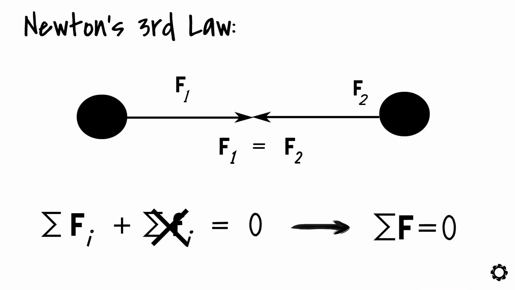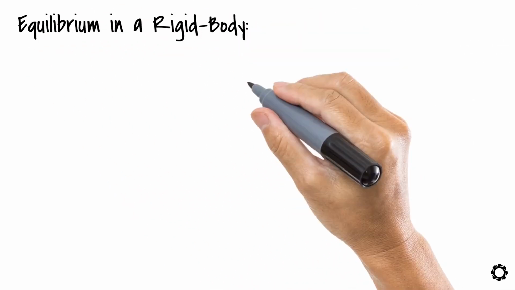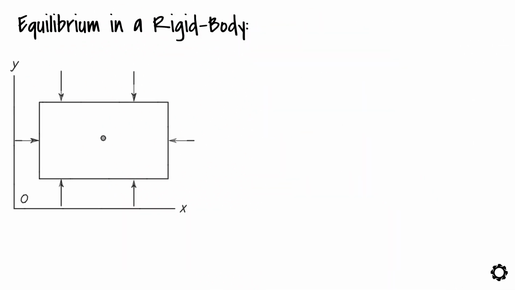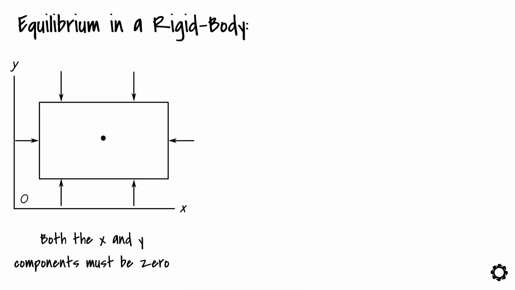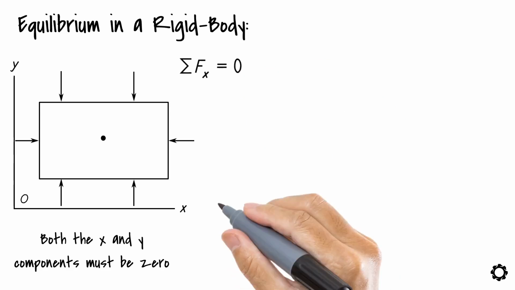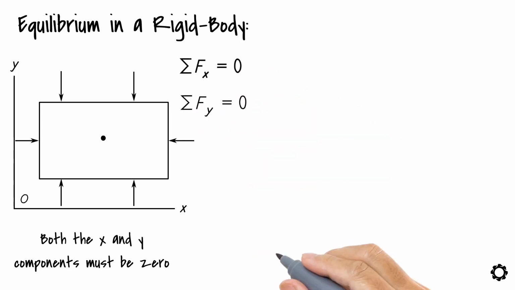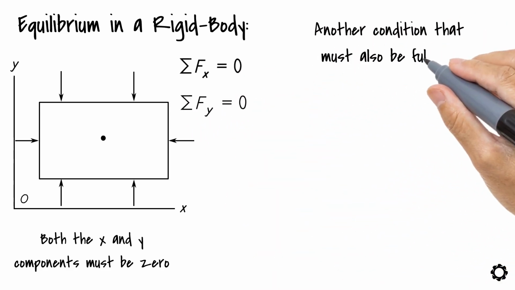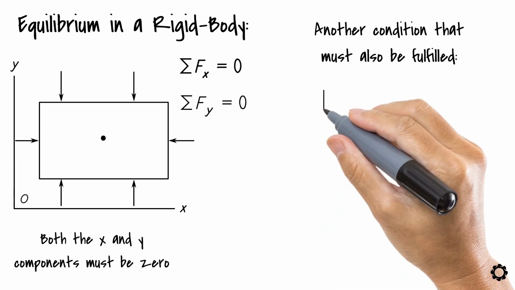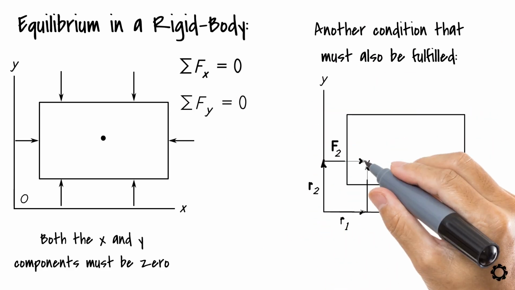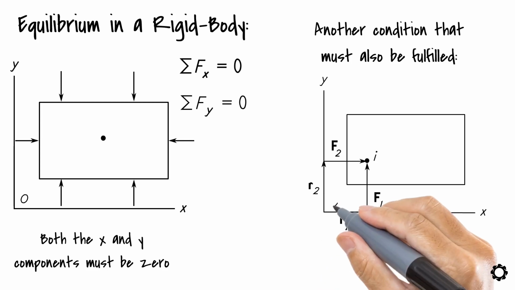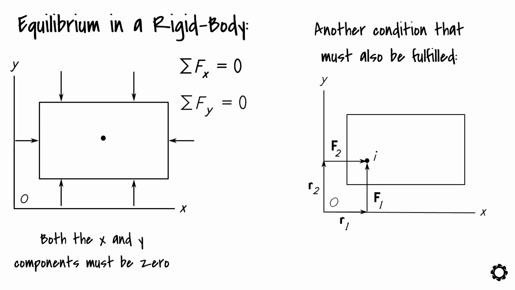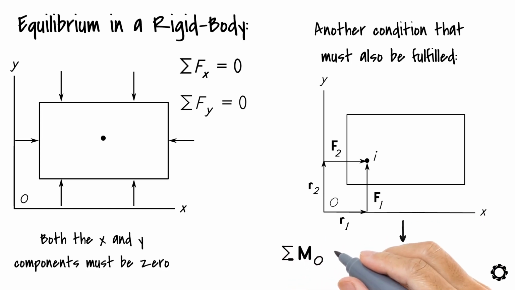Similar to the equilibrium of a particle, to achieve the equilibrium in a rigid body in a coplanar two-dimensional case, both the x and y components must be 0. Therefore, we get the following equation set: summation of Fx equals 0 and summation of Fy equals 0. Another condition that must also be fulfilled to maintain the equilibrium of a rigid body is that the resultant moment acting on the ith particle about any arbitrary point O must be equal to 0. For this condition, we get the following equation: summation of MO equals summation ri cross Fi, which equals 0.